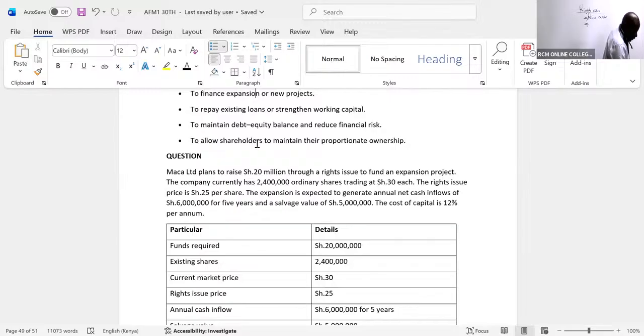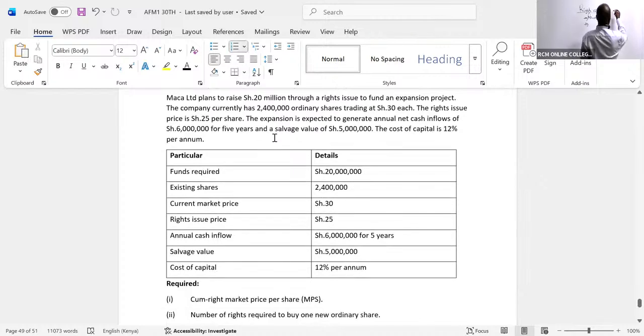So you can just summarize this by writing down this table as an exercise. Funds required. How much do we require in total? 20 million, right? Existing shares, they have told us are 2.4 million. Then we have current market price per share. Current MPS is 30. Then we have rights issue price. Rights issue price is 25.